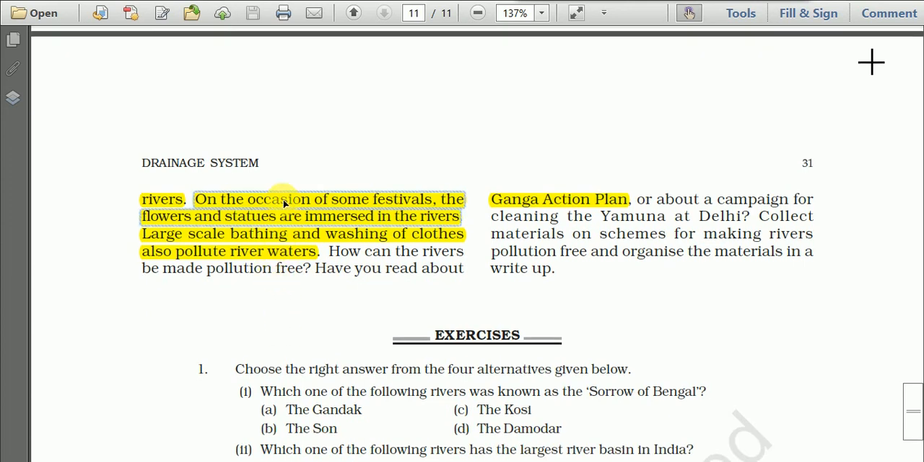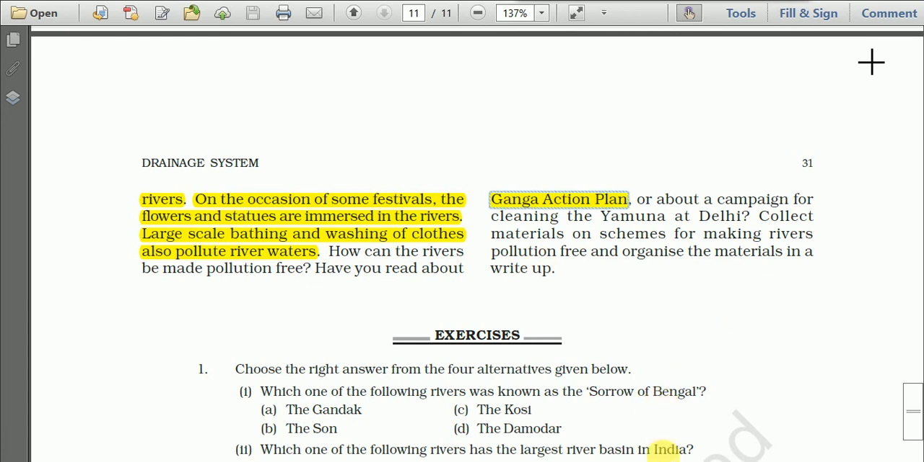On the occasion of some festivals, the flowers and the statues are immersed in the rivers. We are throwing down the flowers and the statues at the time of festivals, and thus polluting the river. Then large-scale bathing and the washing of clothes also pollute the river water. For large-scale bathing, we may give the example of Kumbh Mela. On this festival, millions of people take a bath in the Ganga river, and hence the Ganga river is polluted. To solve the problems of Ganga river pollution and Yamuna river pollution, we have the Ganga Action Plan. And in the previous lessons we have also discussed the Namami Gange program, so you should remember that one.